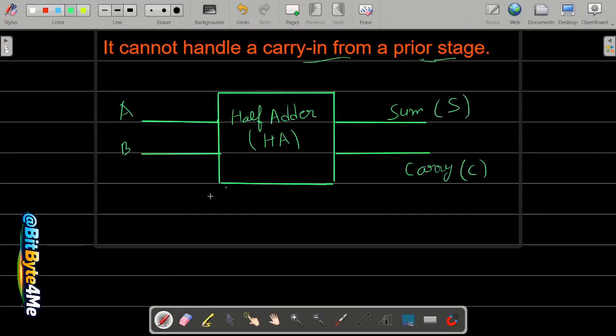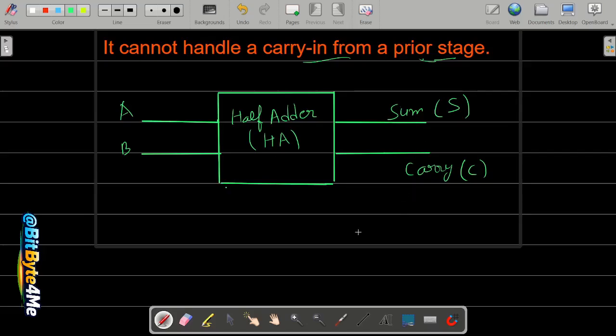So this is basically half adder. This half adder has two inputs, bit A and bit B. These two bits are input and it will produce two outputs. One is sum of these bits and other is the carry. If there is any carry, that will be given at this output. So it means a half adder has two inputs and two outputs. Inputs are A, B and outputs are sum and carry.